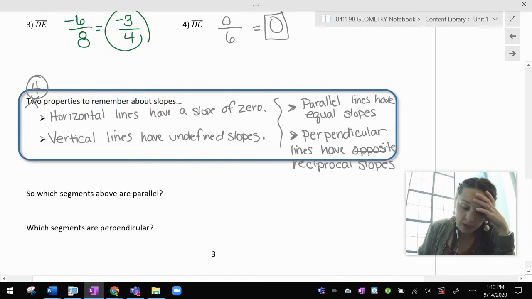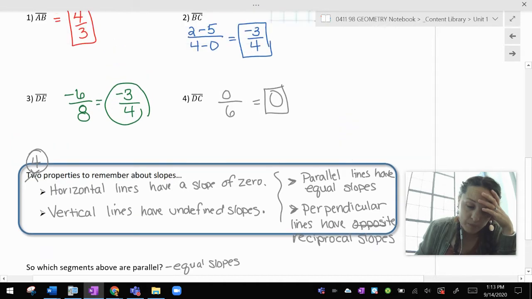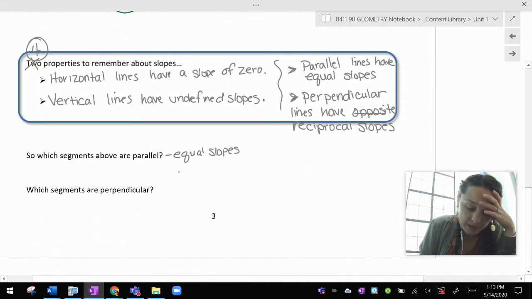So if we come down here, which segments are parallel? Well, it would be the ones with equal slopes. And that would be DE and BC.